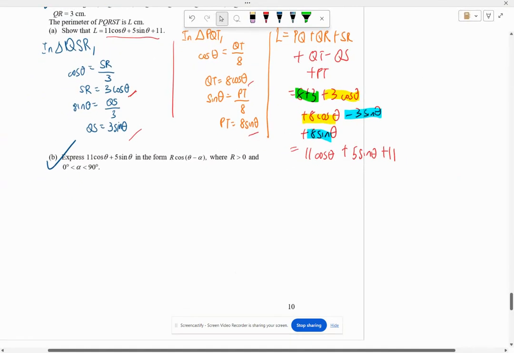Okay, have you got the part B answer? Can you do that? Or have you done it? Have you done it?